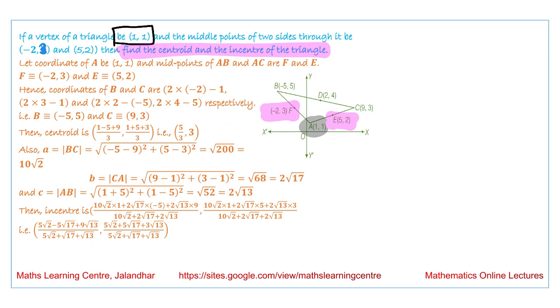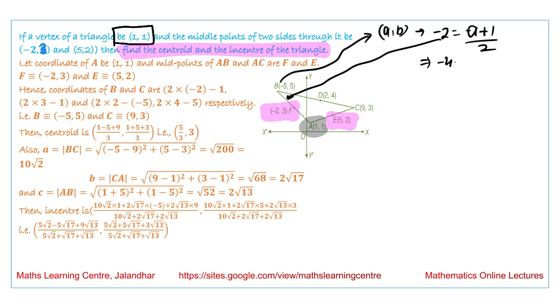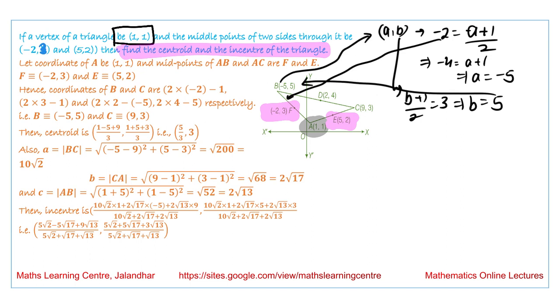So again, suppose I consider the coordinates of the point B to be (a, b). Then what will we have? We will have -2 equal to (a + 1) by 2, since this is the midpoint. So this implies -4 is equal to a + 1, so a is equal to -5. For this point B, we will have (b + 1) by 2 is equal to 3. So this implies b is equal to 5. So the coordinates of this point B are (-5, 5).